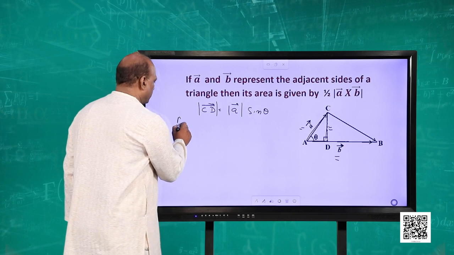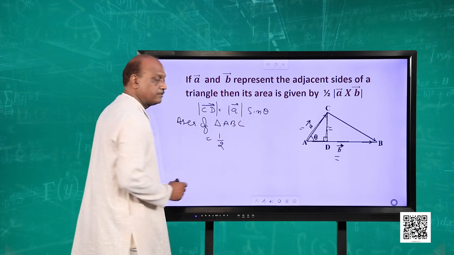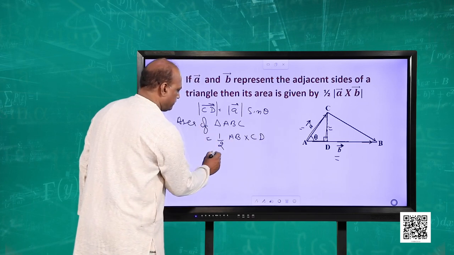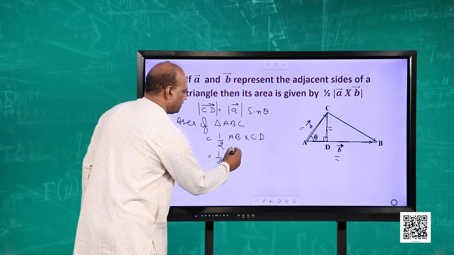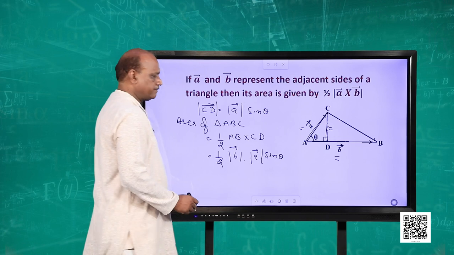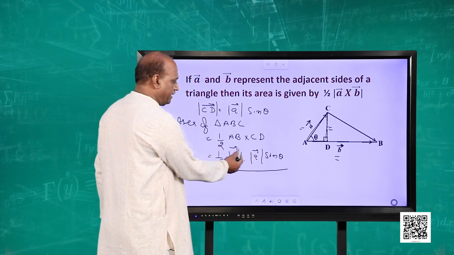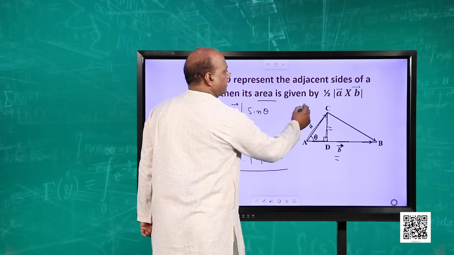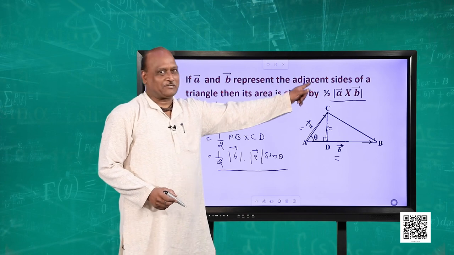Now, the area of triangle ABC equals half base AB into perpendicular CD. Base AB means magnitude of B, into CD means magnitude of A sine theta. It means the area of triangle ABC equals half magnitude of A magnitude of B sine theta. It's not a vector quantity. It means the area of triangle equals half of the magnitude of A cross B.